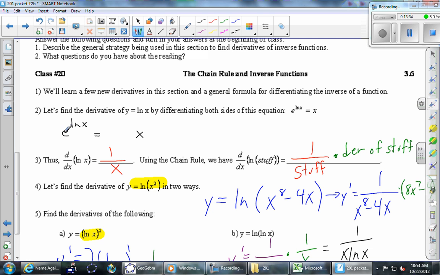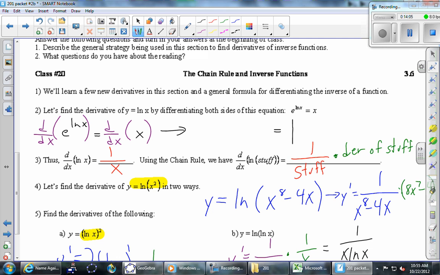But in front of both sides, we're going to put a derivative symbol. So I'm going to take the derivative of both sides of that equation. So if they were equal before, I can take a derivative and they'll still be equal. Okay, let's do the right-hand side first. It's easy. What's the derivative of x? 1.